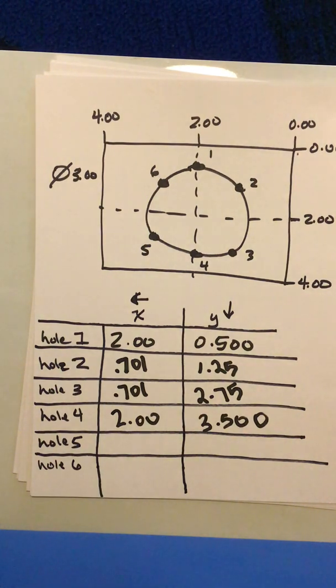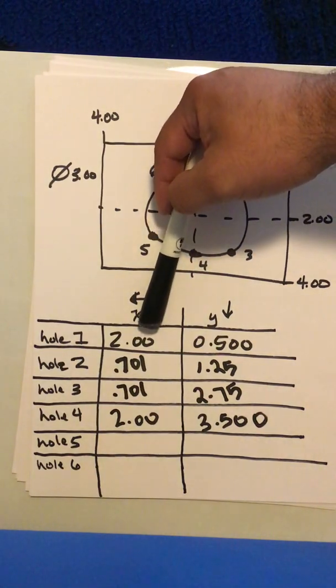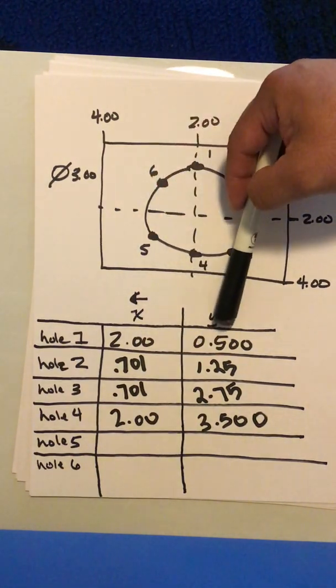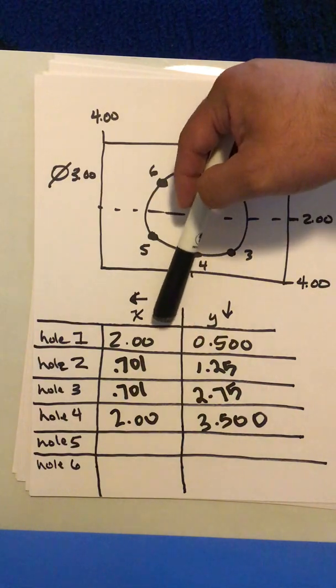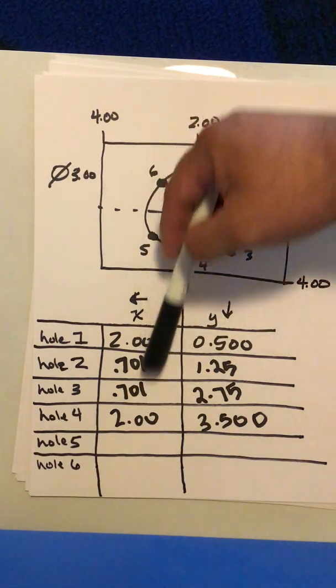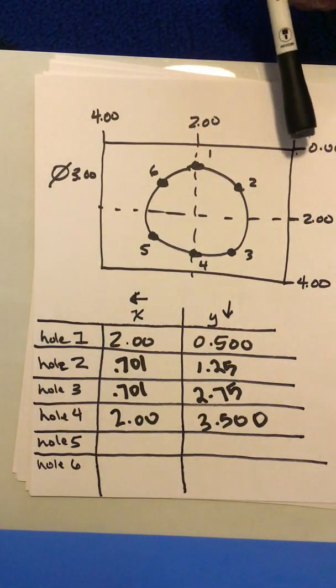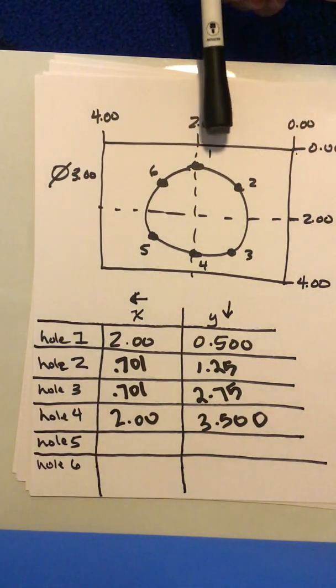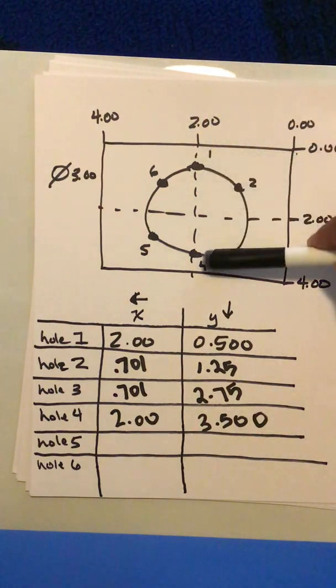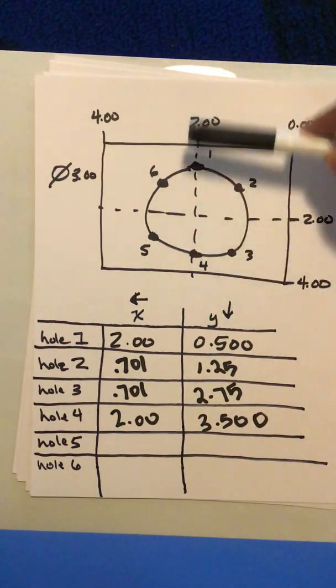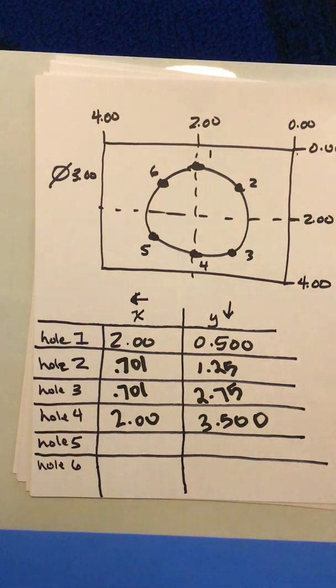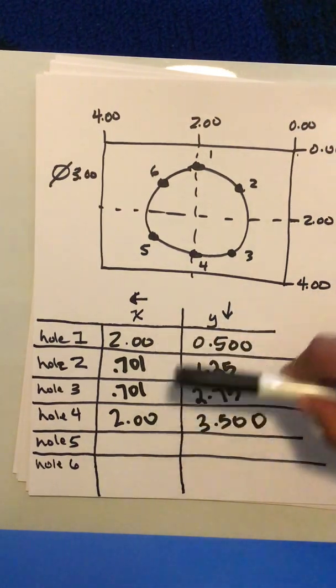Now we're going to work on finding a location for hole 5 and hole 6. Before we get started, I want you to look at my placement for each hole. Of course, for 1, going to the right 2 and down a half. If I look at 1 and 4, they both have the same number going across, because I'm going from 0 to 2. They're both on the same vertical axis, so that is why these two have the same number.